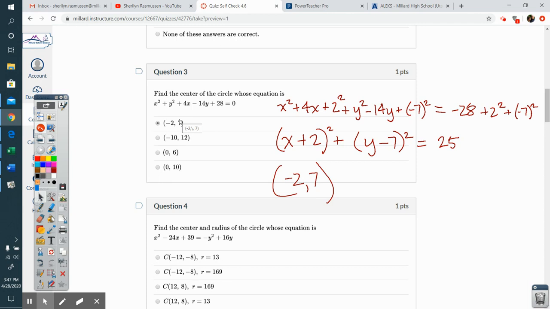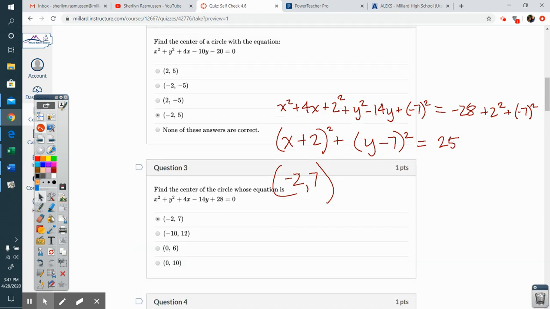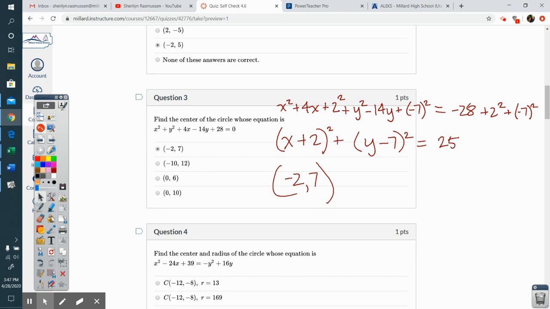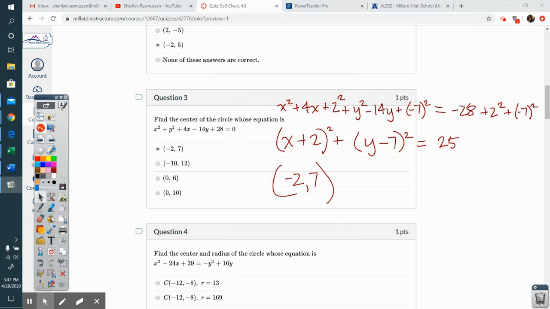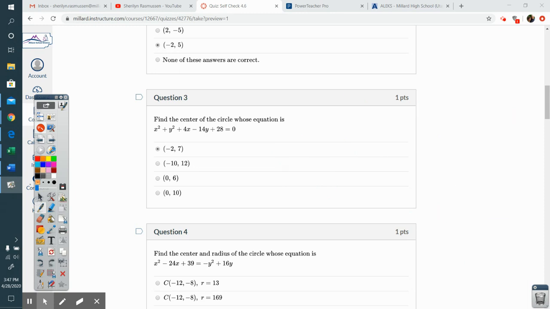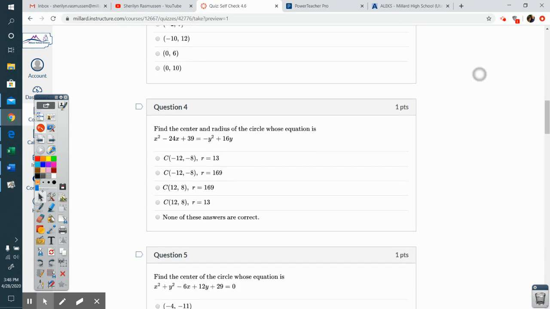The radius is the square root of what's over here. So the square root of 25 is 5. So the center is at negative 2, positive 7. We'll just say negative 2, positive 7, and it'll go out 5, and it just makes a circle with a radius of 5 around negative 2, positive 7. Okay, number 4.